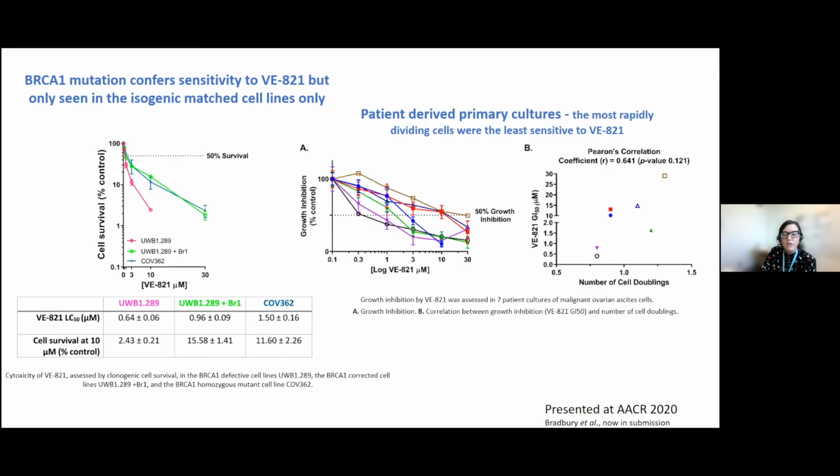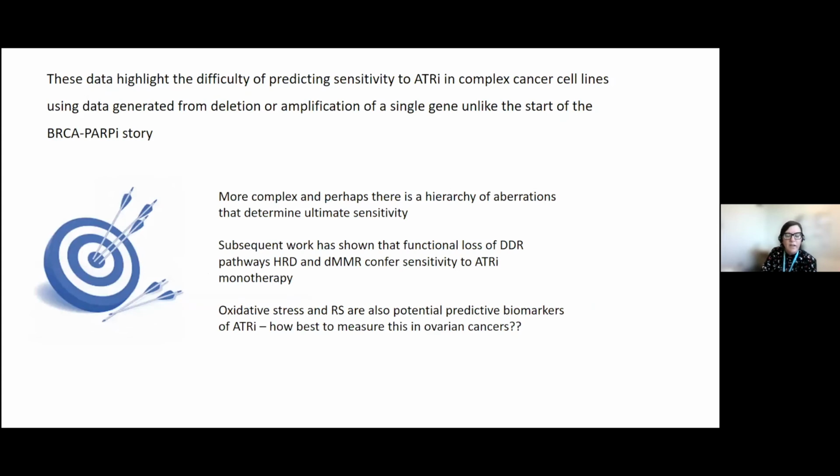In terms of the primary cultures, this work is ongoing, and this is stuff that I can't present today, but we did show that the more rapidly dividing cells were actually the least sensitive to VE821. And again, that's odd and is being explored further in the work that's ongoing. The data that Alice has generated, and some of it, as I say, I've not been able to show you today, is interesting because it highlights the difficulty in predicting sensitivity to ATR inhibitors. And it is more complex, perhaps, than predicting sensitivity to PARP inhibitors. In terms of mutations and aberrations, I think there's probably a hierarchy of aberrations that determine ultimate sensitivity.